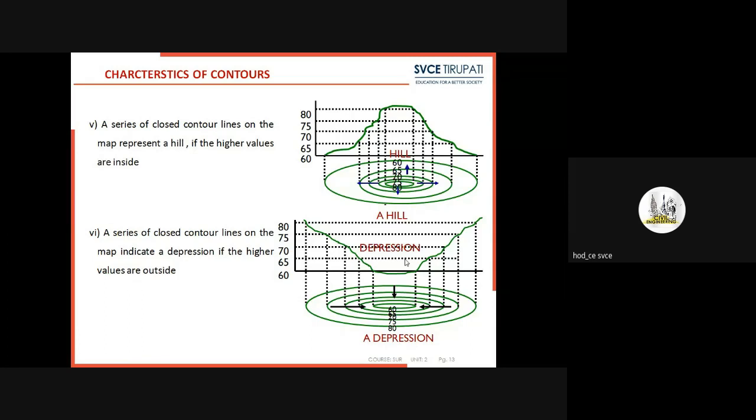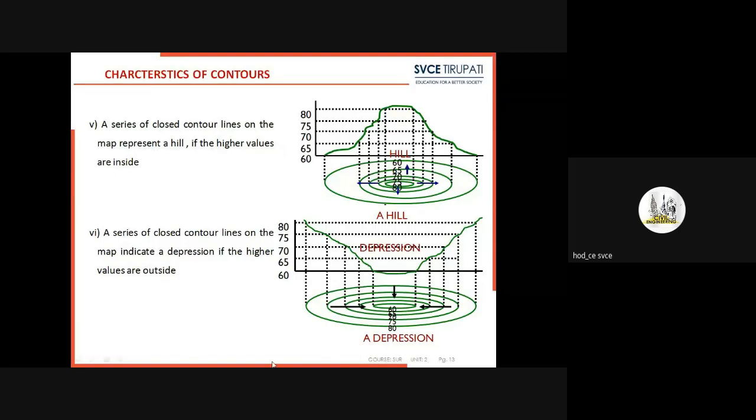So see here, here they have represented one of the hills, right? That is the elevation of 80. This is the 80 elevation and 75, 70, 65, 60. Okay. So these are the various elevated points for Z. See here, for this hill, they have represented one of the contour lines. Observe the contour lines carefully. The value increases from outer to inner. So outer is 60 meters of elevation, RL value, and 65, 70, 75, 80. So like that, the value increases from outer to inner. So that is meant by hill.